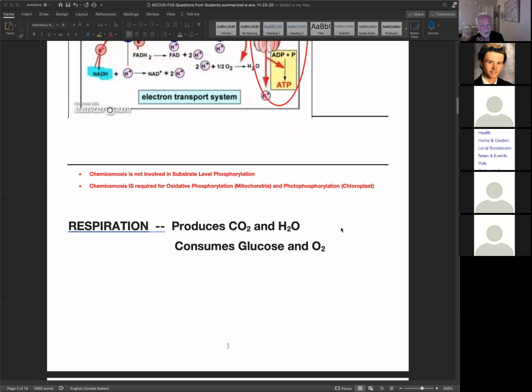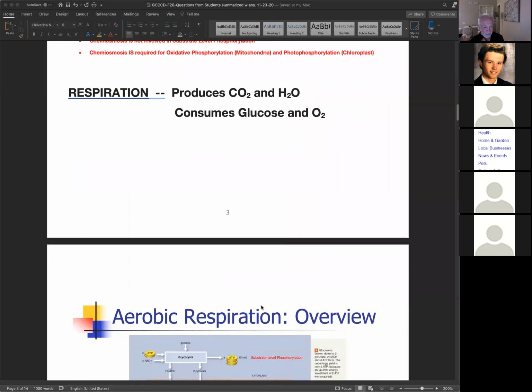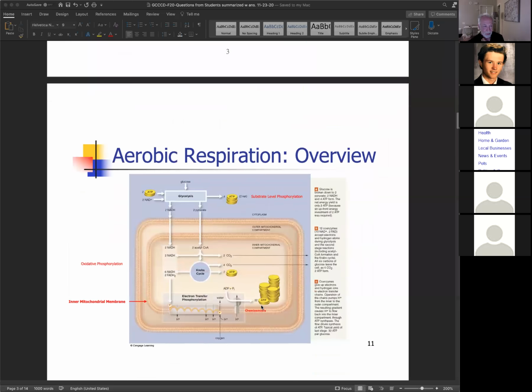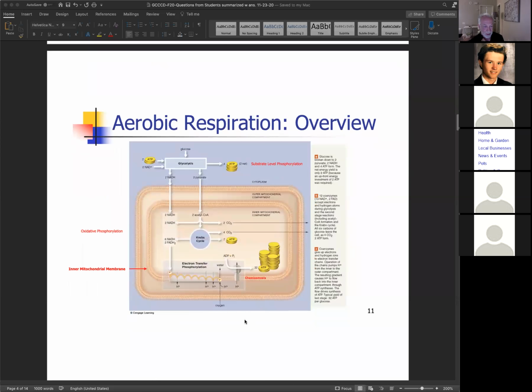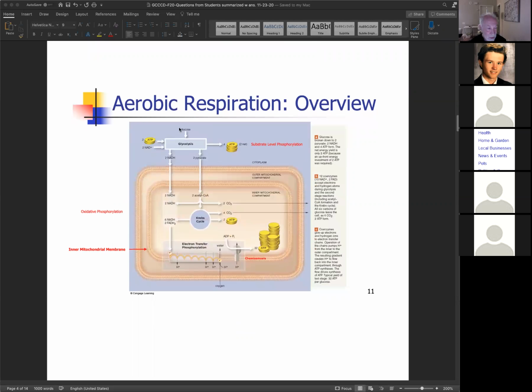The other side of the coin from photosynthesis is respiration, which produces carbon dioxide and water. It consumes glucose and oxygen. Here is an overview of what happens in respiration. It starts with glucose, which undergoes glycolysis. And what glycolysis does is to break glucose, which is a 6-carbon sugar, into 2 3-carbon molecules, which are pyruvate.